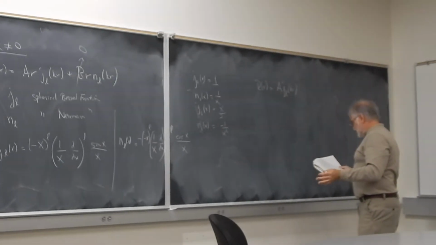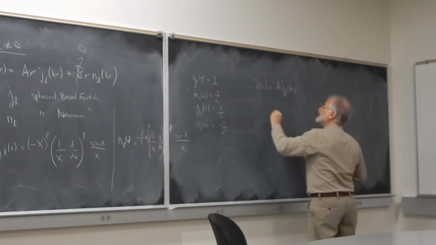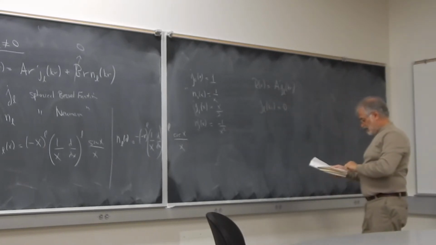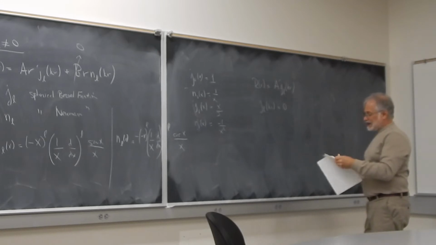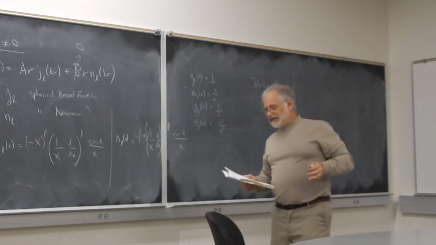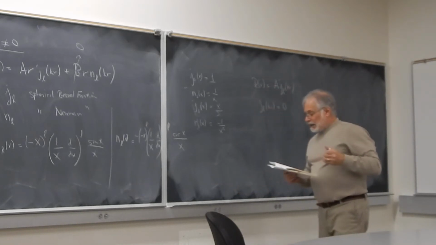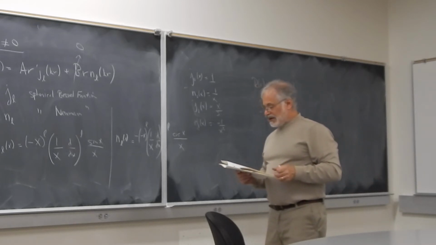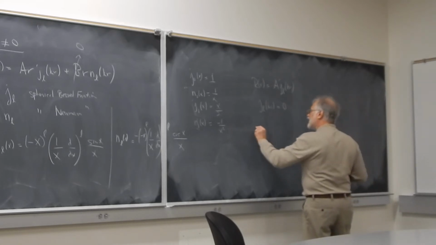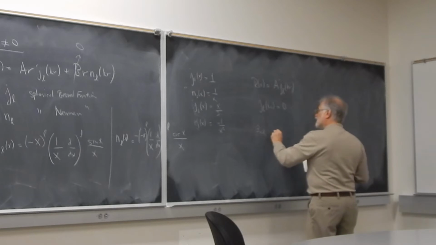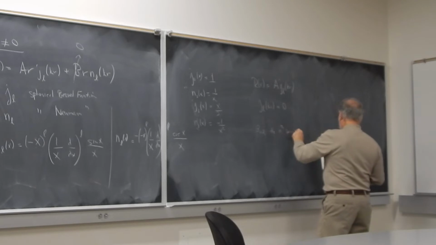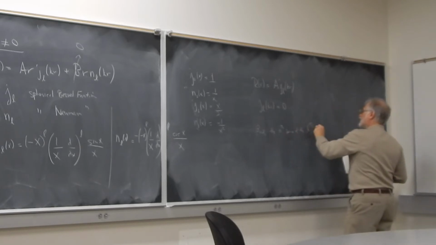Now R of a is 0, so we have to choose k such that j sub l of ka must be 0. That means the Bessel function has to have a 0 at k times a. Well, the problem is that Bessel functions are oscillatory, but the zeros have to be computed numerically. Well, suppose we define beta sub nl as the nth zero of the Lth Bessel function.